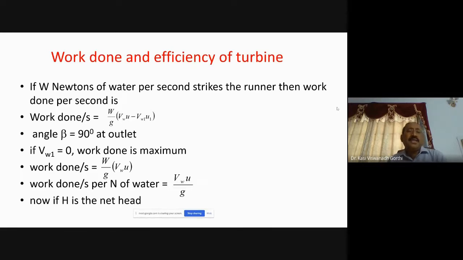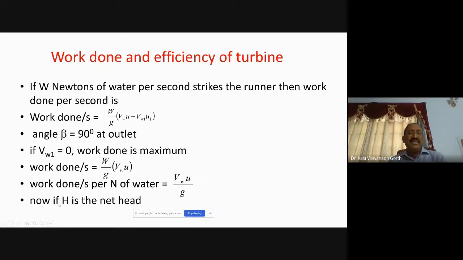So work done per second is W by g (Vw u minus Vw1 u1), depending on the different angles of beta, like beta less than 90 degrees, beta greater than 90 degrees, beta equal to 90 degrees. You have a positive sign, negative sign, or Vw1 being equal to 0. Particularly for the modern Francis turbine, the value of beta would be equal to 90 degrees because you have the radial flow there. So beta is 90 degrees. So if Vw1 is equal to 0, then the work done per second would be W by g into Vw u. Work done per second per unit weight of water, this W will be taken to this side, will be Vw u by g.